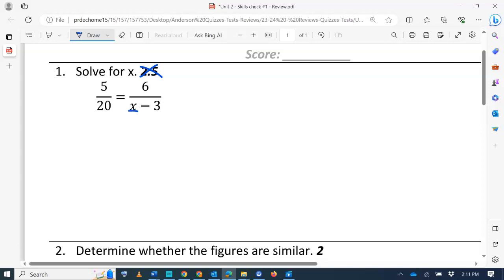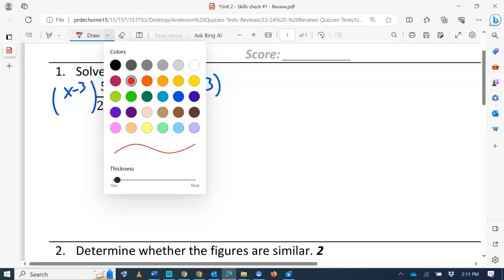So our x is down here. We have a fraction around it, so we are going to multiply by the denominator. In this case, it is x minus 3. So we'll do that to both sides. X minus 3. X minus 3. There we go.